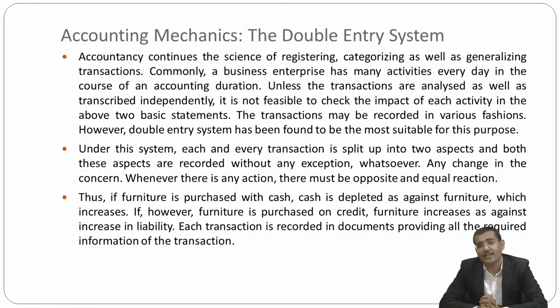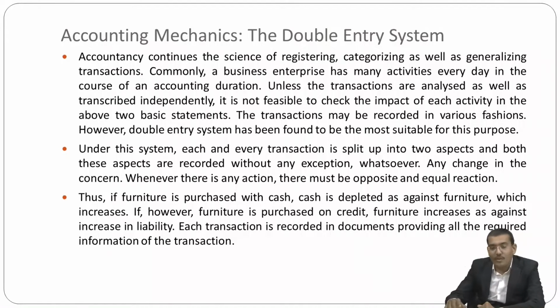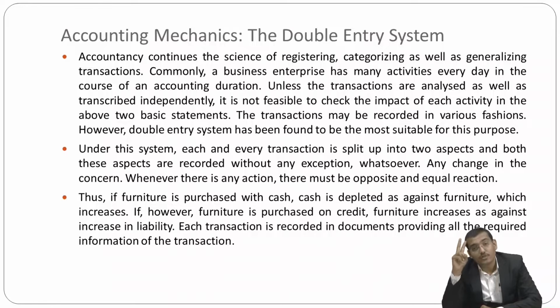Under the double entry system, each and every transaction is split into two aspects, and both aspects are recorded without any exception. For any change in a concern, whenever there is an action, there must be an opposite and equal reaction. Thus, if furniture is purchased with cash, cash decreases as furniture increases. If furniture is purchased on credit, then furniture increases as liability increases. Each transaction is recorded in a document providing all required information, and all transactions have two effects. That's why we call this the double entry system.